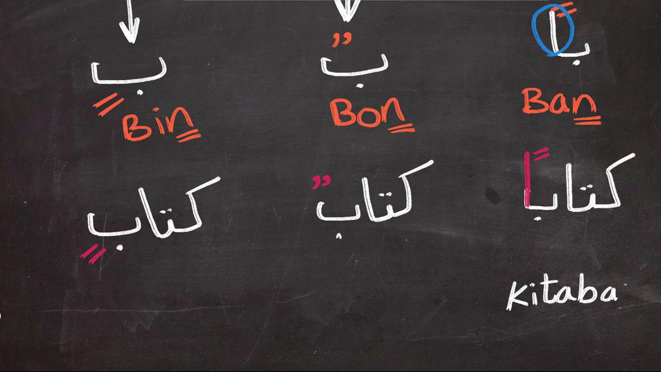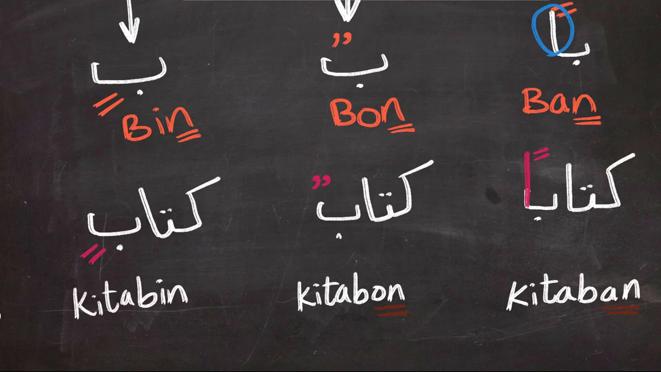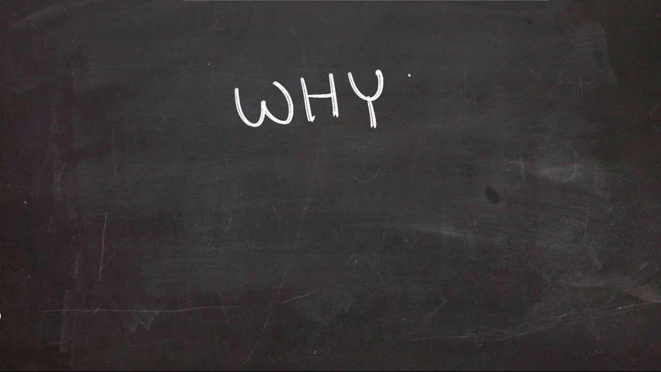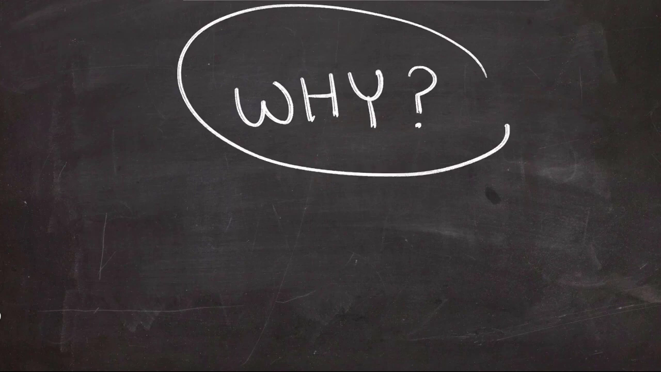So Kitab becomes Kitaban, Kitabun, and Kitabin. Now you must be wondering, why does this even exist? What is the purpose of Tanween? Let's be clear about that.